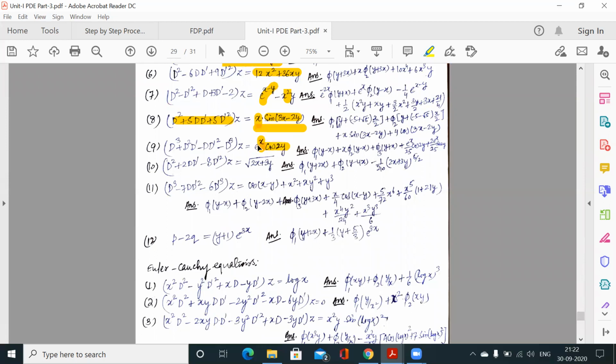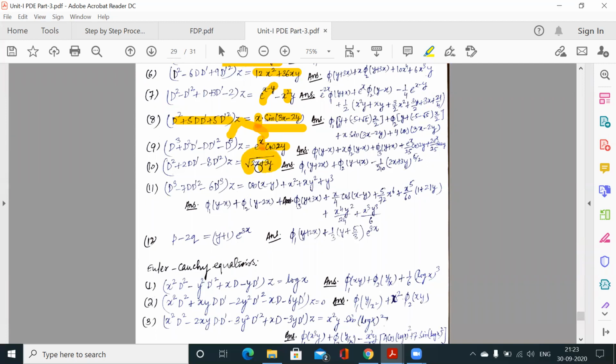For this we can use the product type case, e to the power x plus by into a function of x. So this e to the power x is e to the power x plus 0y, and we can take this out of the operator. So d would be replaced by d plus 1, and d dash would be replaced by d dash plus 0. What is left is cos 2y. Now cos 2y is equal to cos 0x plus 2y, so a function of ax plus by. So using that case we can solve it.